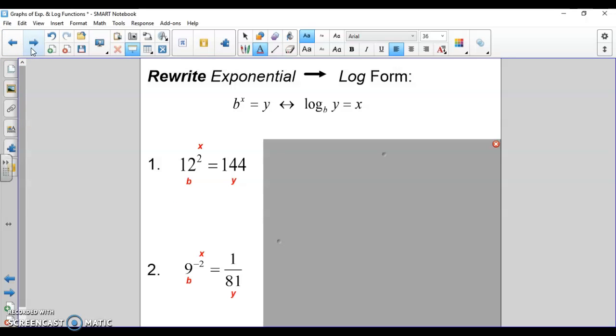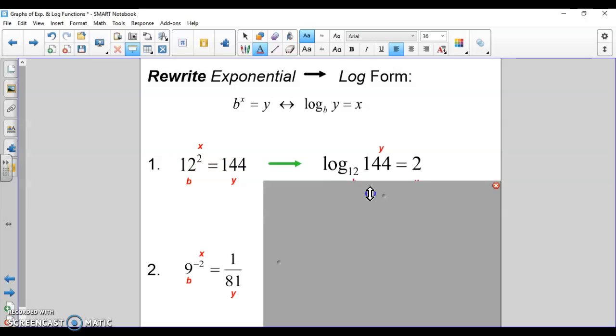Now, literally just rewriting. So I have my exponential form, 12 squared equals 144. Work's done for us. I just want to rewrite it in log form, and that's it. You have your b is 12, your x is 2, and your y is 144. So you literally just match these up. Log base 12 of 144 equals 2. Log base b of y equals x. That's all we're doing.